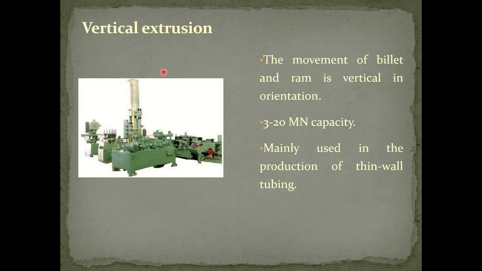And this is a vertical extrusion. The movement of billet and the ram is vertical in orientation. Its capacity is 3 to 20 MN. Ye horizontal extrusion se kam hai. Mainly used in the production of thin wall tubing. So this is how our classification gets finished.